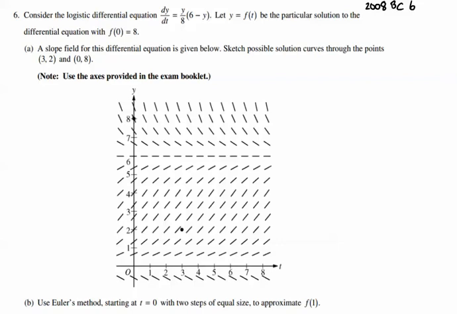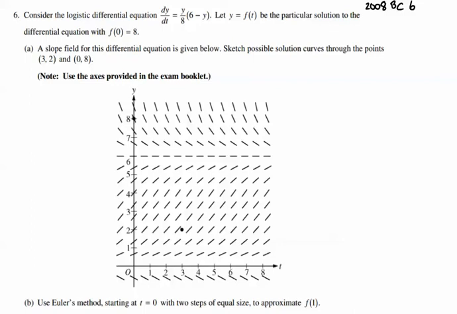Alright, in this video we'll take a look at BC Test 2008 number 6. We're considering the logistic differential equation dy/dx is equal to y over 8 times the quantity 6 minus y. And we let f of t be the particular solution to this differential equation with the initial condition that f of 0 is equal to 8.